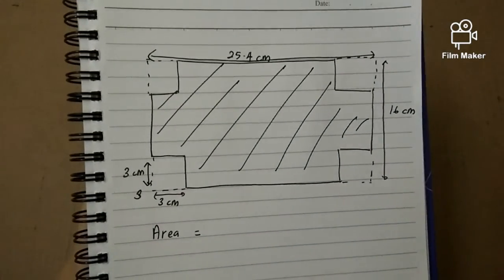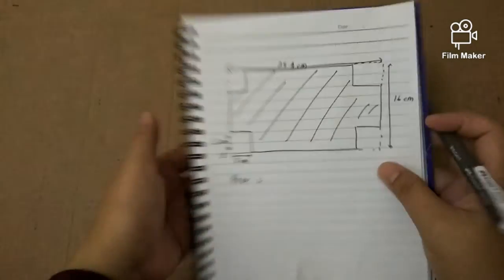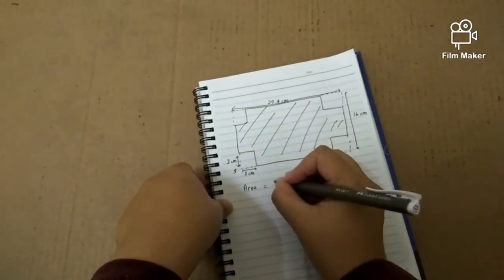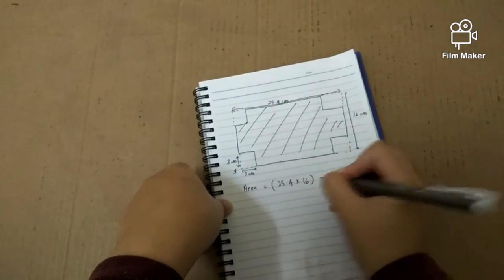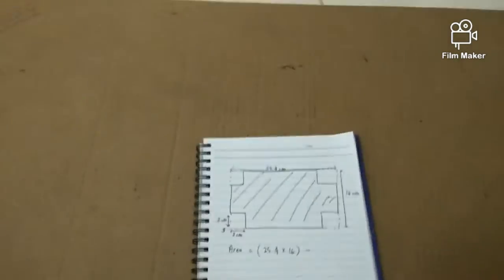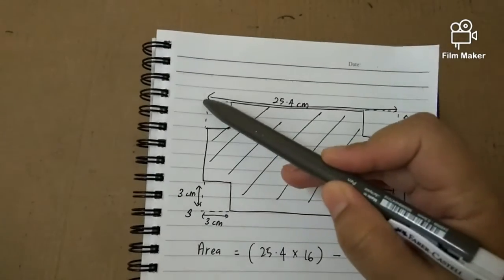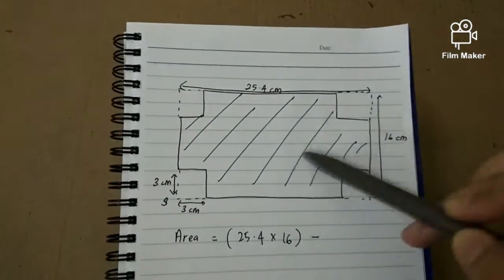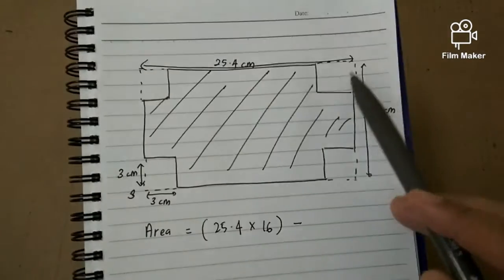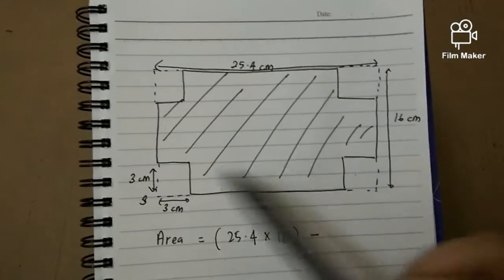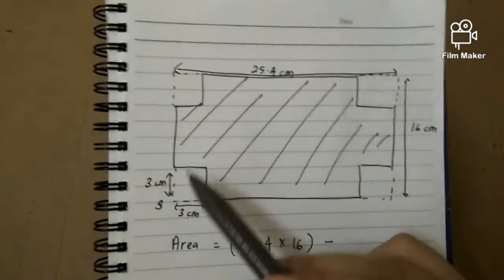First of all, you calculate the area of the rectangle, which is 25.4 times 16. And then, after you get the area of the large rectangle, including the squares, you minus the area of the 4 squares. What is the area of 4 squares? 3 times 3 times 4.